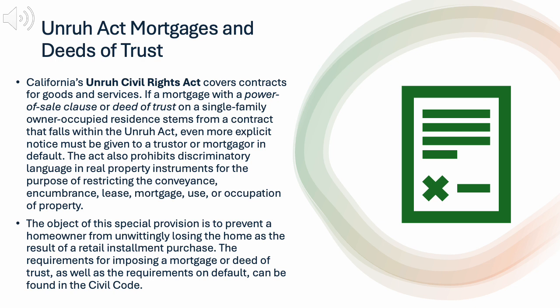The object of this special provision is to prevent a homeowner from unwittingly losing the home as the result of a retail installment purchase. The requirements for imposing a mortgage or deed of trust, as well as the requirements on default, can be found in the Civil Code.